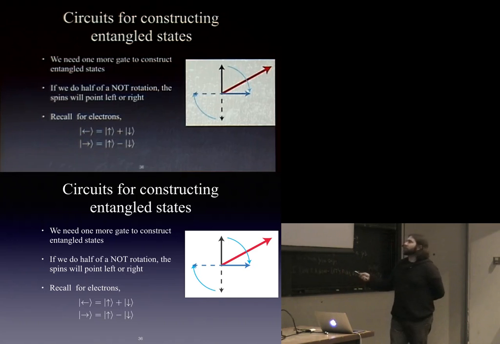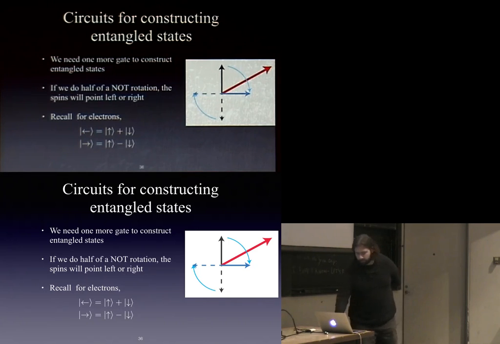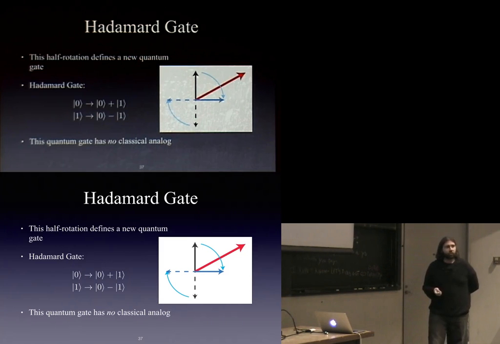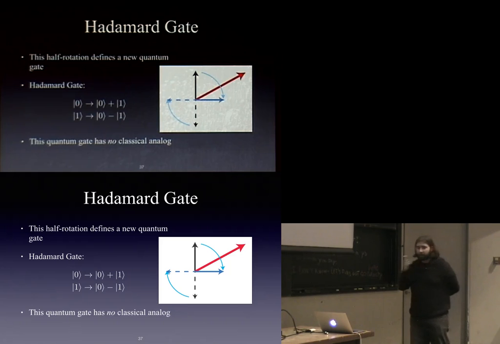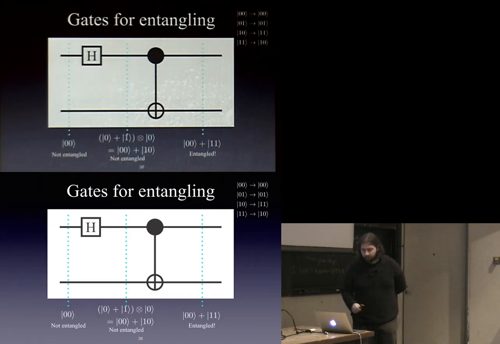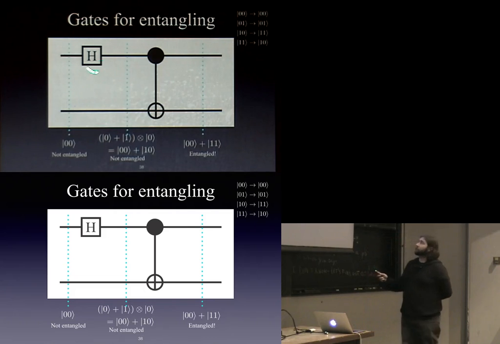Right, and it's clear that I can never do this with classical information, right? A rule like this doesn't make any sense in a classical computer, but in a quantum computer, it's perfectly allowed, right? So this is a very famous piece of quantum circuitry called a Hadamard gate. The idea is that it takes a zero state into the linear superposition of 0 plus 1, and it takes the one state into the superposition 0 minus 1. And again, there's no classical analog to this type of quantum gate. It's really intrinsically quantum.